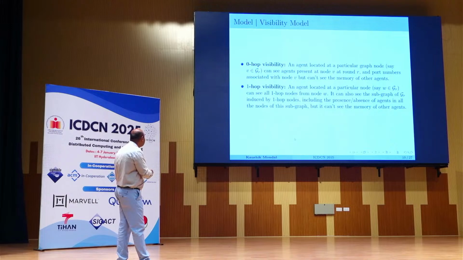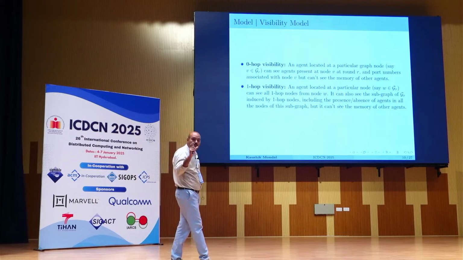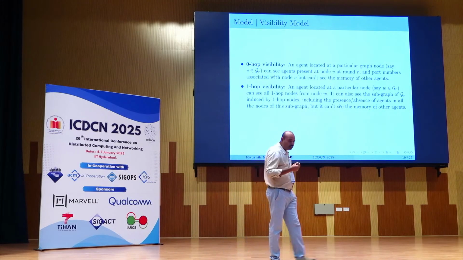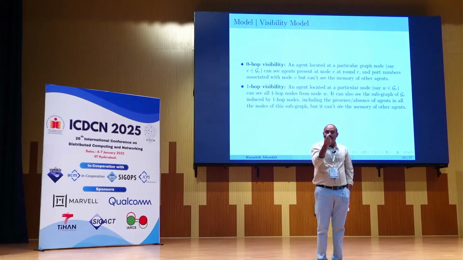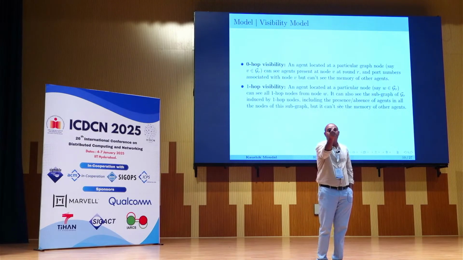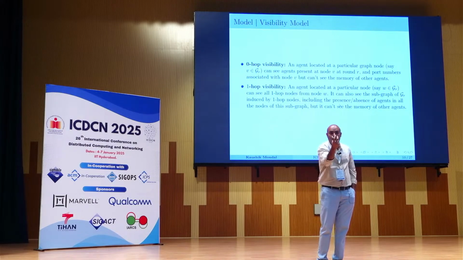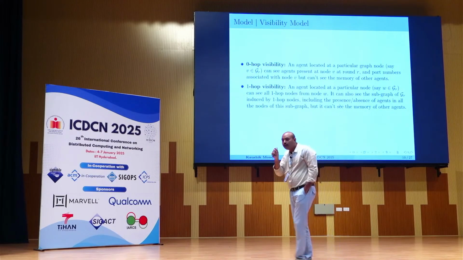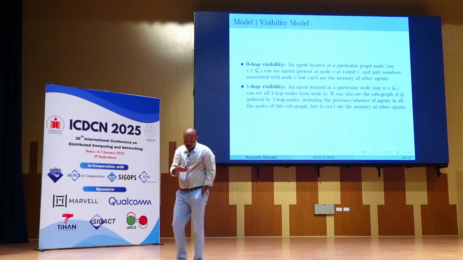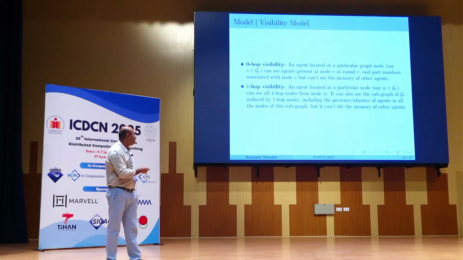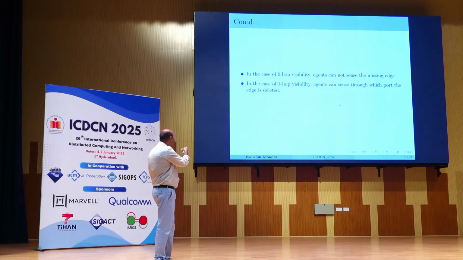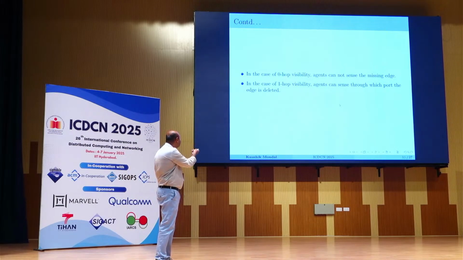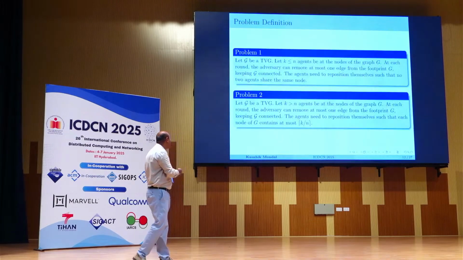Okay, so here is one point. If 1-hop visibility is there, then what can happen? Then the agent can know about that missing edge. What does the agent see? It sees all 7 ports, but it sees only 6 neighbors, and one neighbor it does not see through one port, because that connectivity is not there in that particular round. So it understands that through this port the edge is missing in this round. This is why 1-hop visibility is a very strong assumption with this model. So in 0-hop visibility, the agent cannot sense the missing edge. With 1-hop visibility, the agent can sense through which port the edge is deleted.